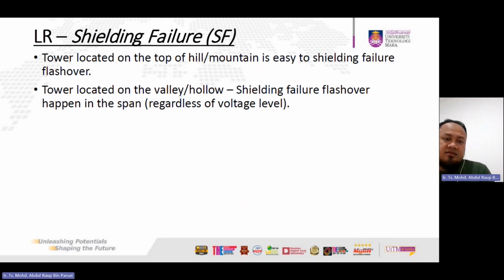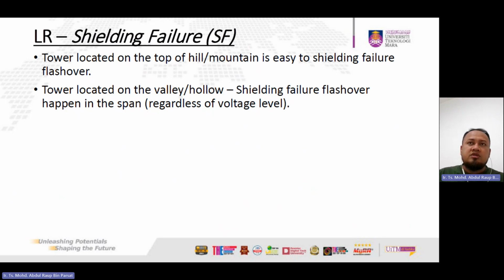Okay, so a tower located on the top of a hill or mountain is prone to shielding failure flashover. That means if the tower is located at the top of a mountain or hill, the tower is likely to experience shielding failure.